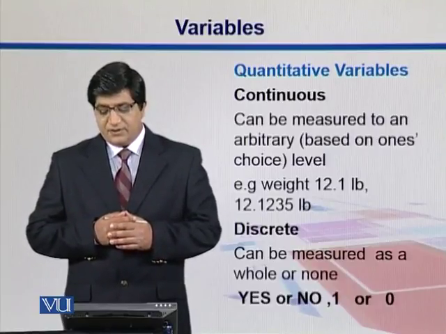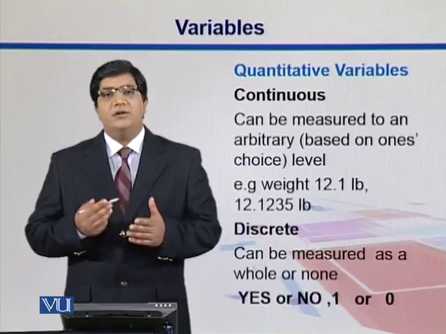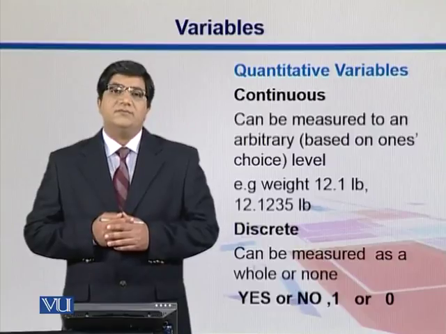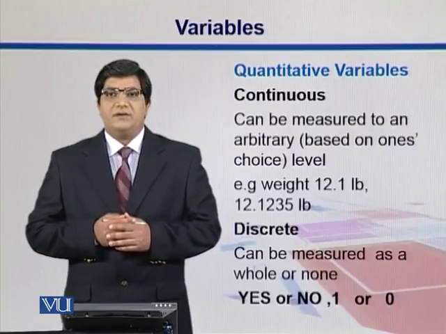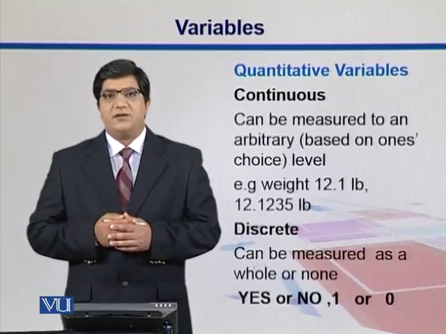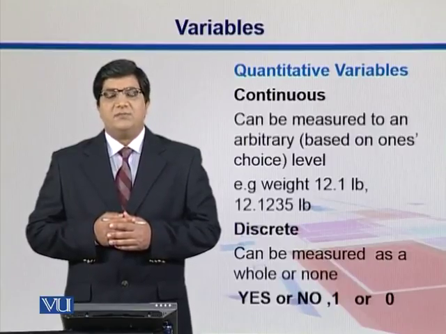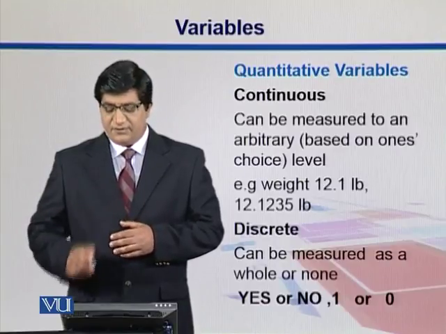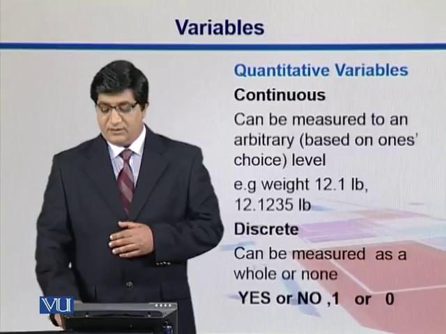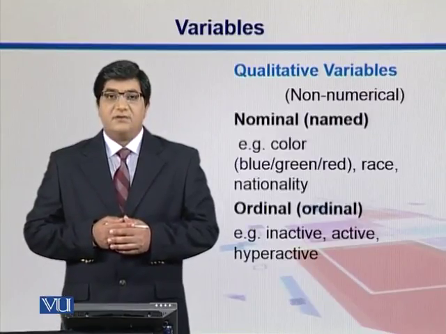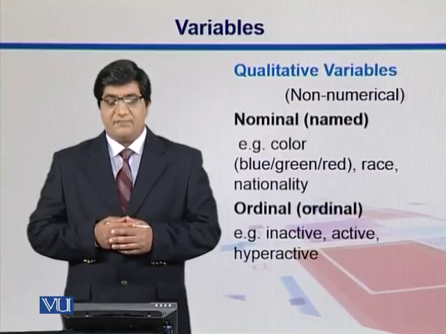In discrete, you can measure it as a whole number. So there is nothing like a fraction. For example, if you are looking into those questions where you have yes or no situations, it can be either yes or no. Somebody can be either a male or a female. So those kinds of examples are discrete. Ones or zeros also.